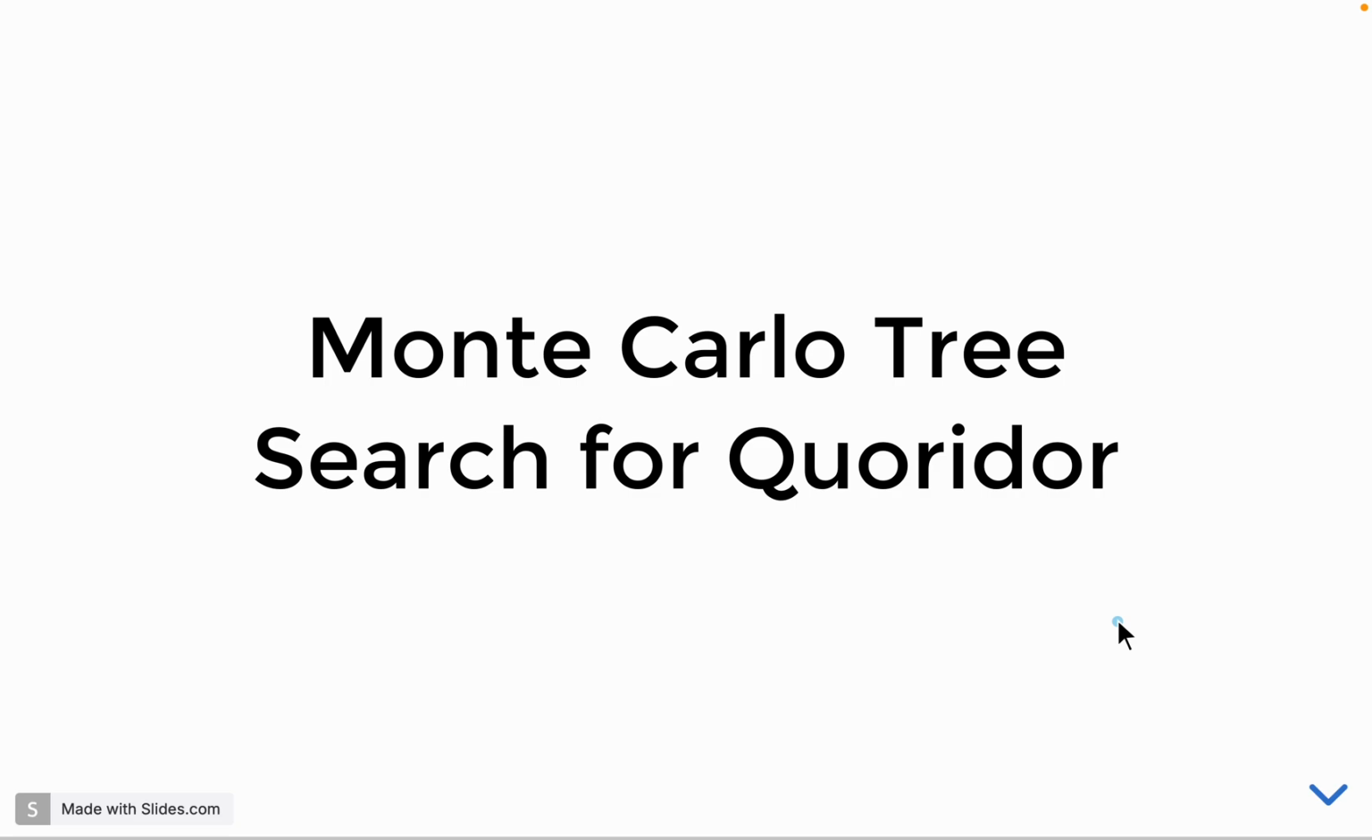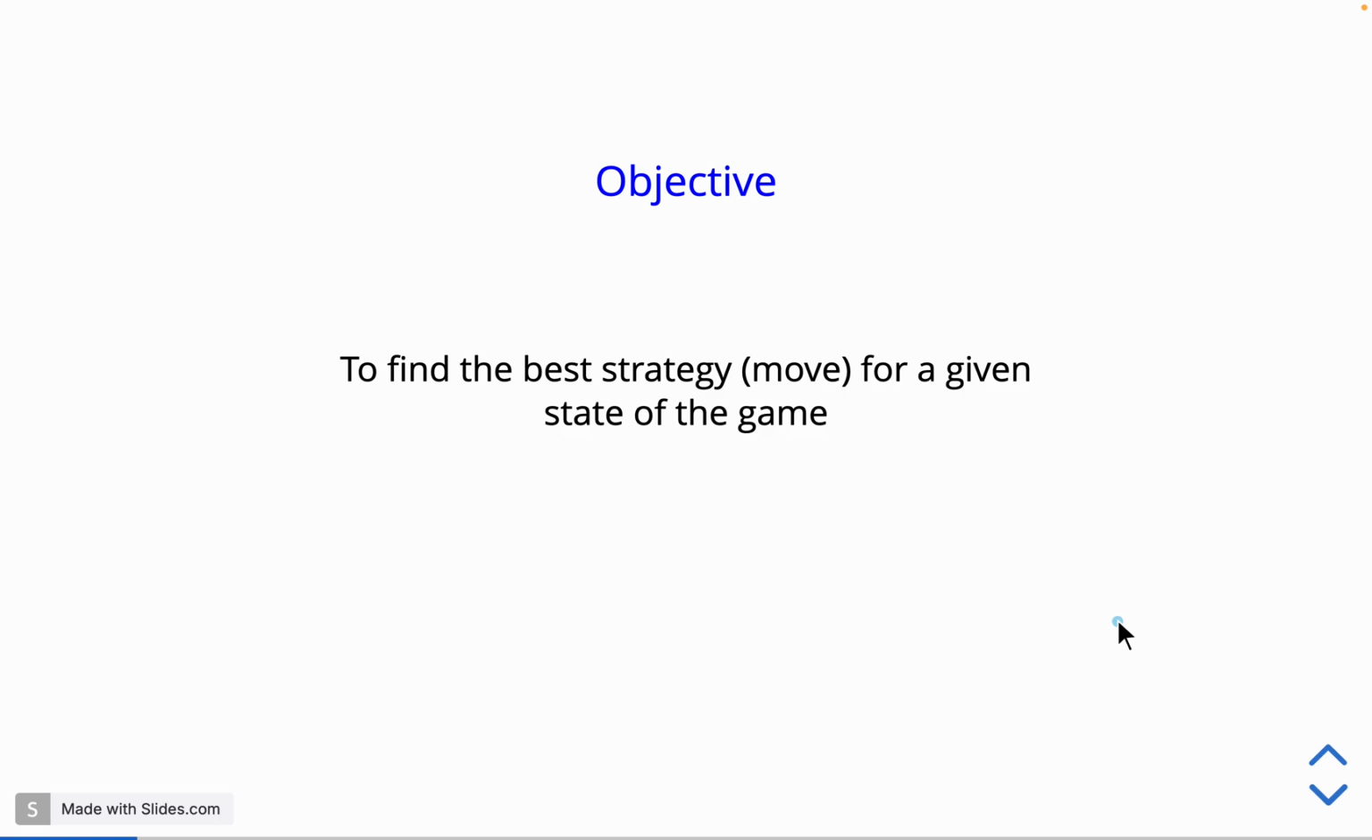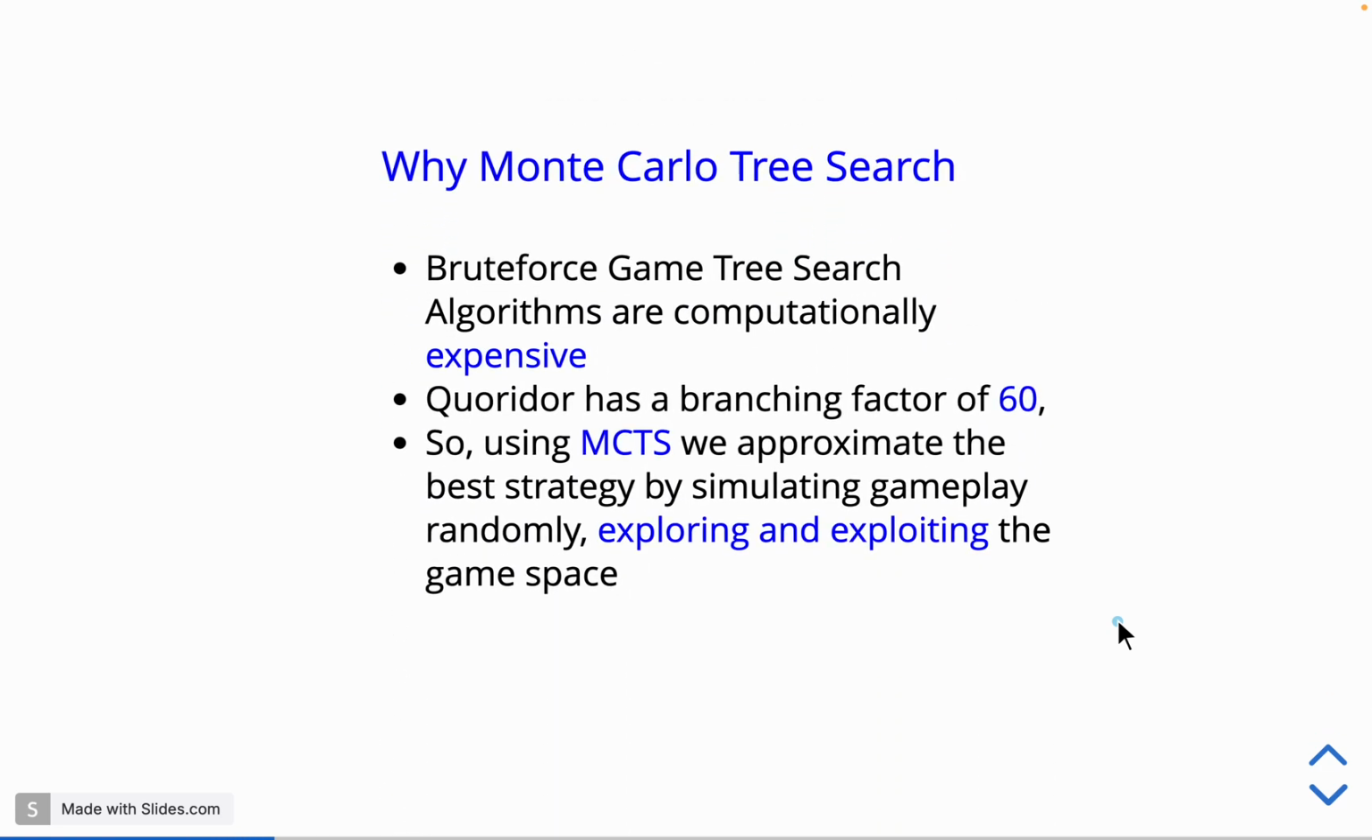We now move on to understanding the implementation of the Quoridor AI agent. We use Monte Carlo tree search algorithm for our AI agent. So the objective boils down to find the best strategy or the best move for a given state of game.